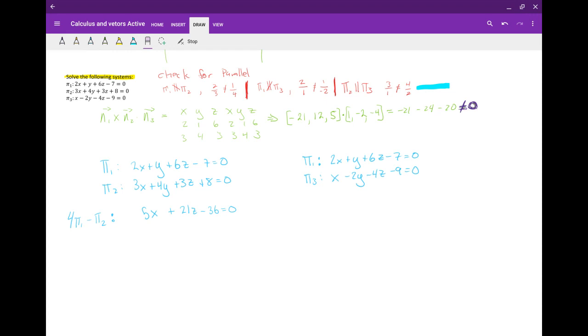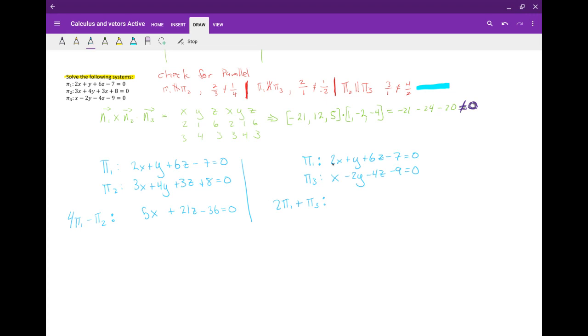Okay, now I'm going to do the same thing over here on this side, and I'm going to eliminate the y's. But now in this case, I'm going to multiply the top equation by 2, and I'm going to add the bottom equation. So I'm going to write 2 times plane 1 plus plane 3. All right, I guess I could have written it like this. I didn't need to. Sorry, it's 2 times plane 1 plus plane 3.